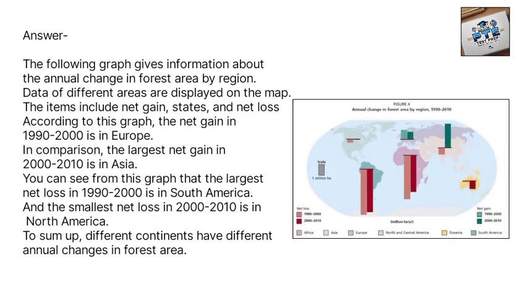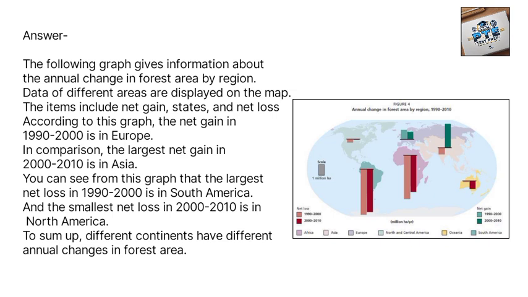The following graph gives information about the annual change in forest area by region. Data of different areas are displayed on the map. The items include net gain, states, and net loss. According to this graph, the net gain in 1990 to 2000 is in Europe.